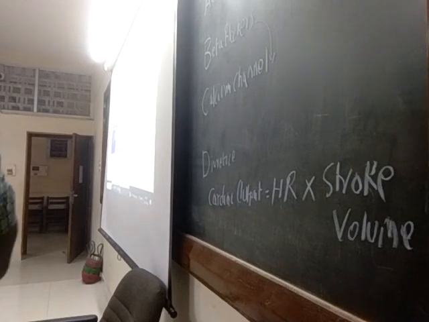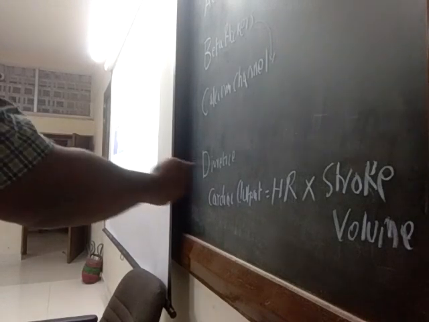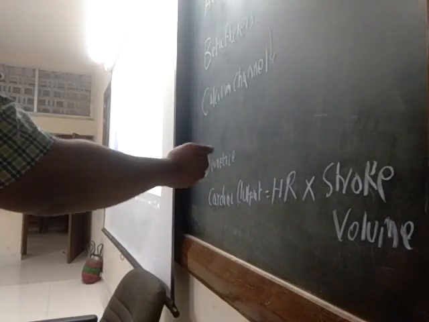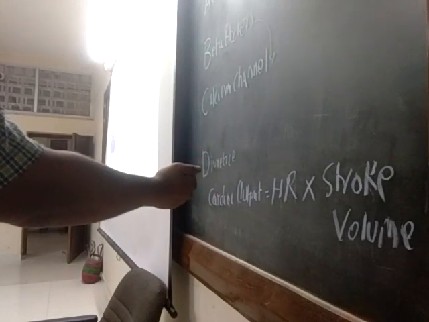But how does an athlete increase his cardiac output? By increasing his stroke volume. Generally his resting heart rate is less.